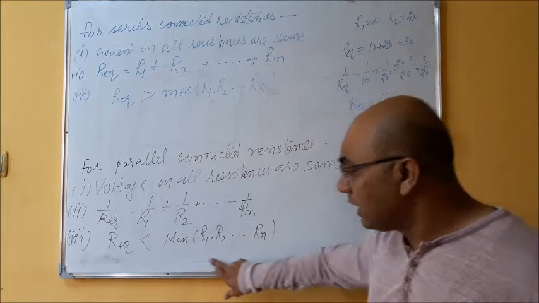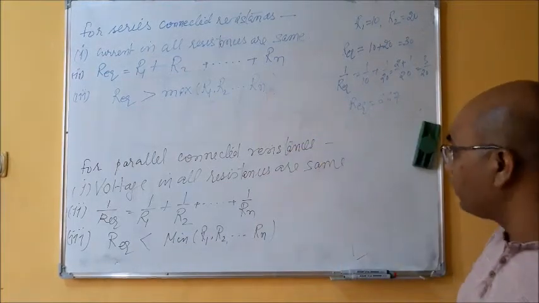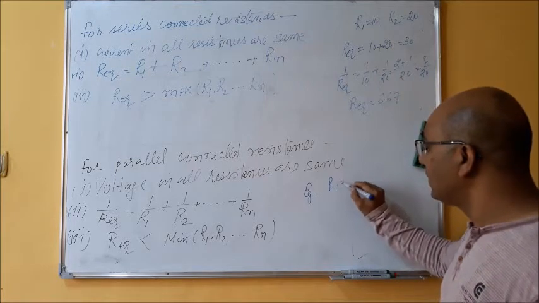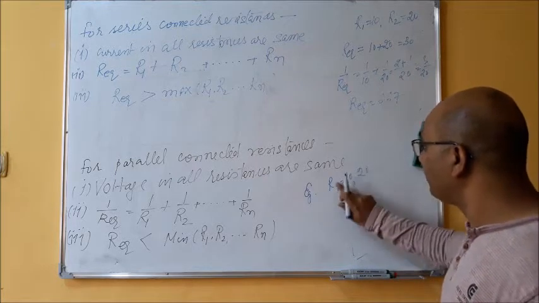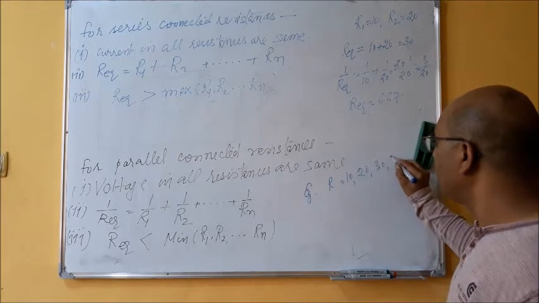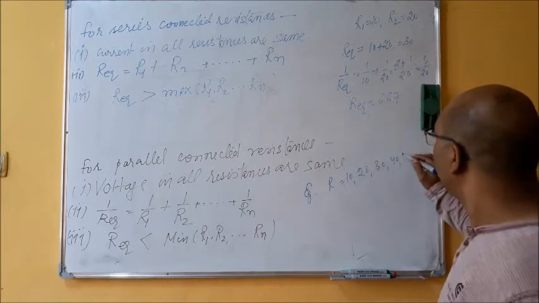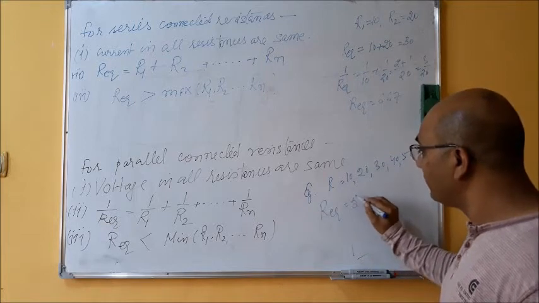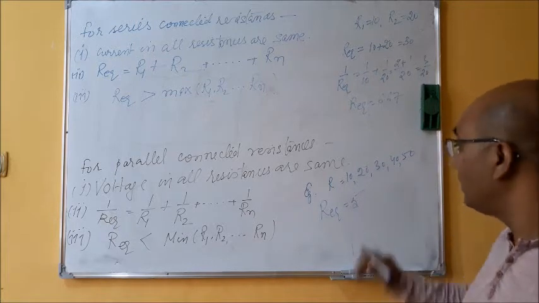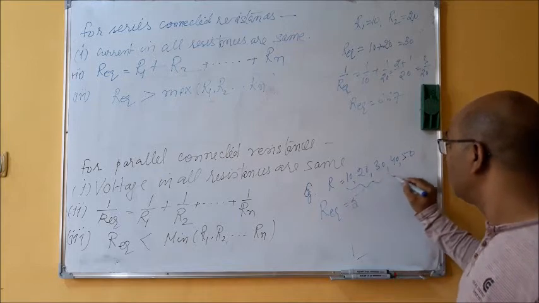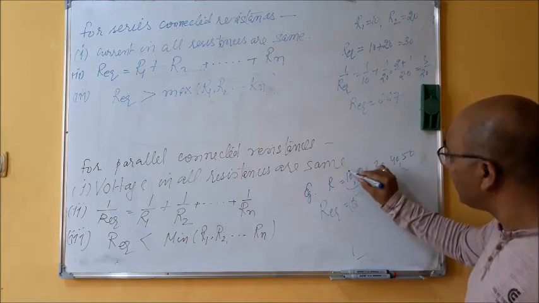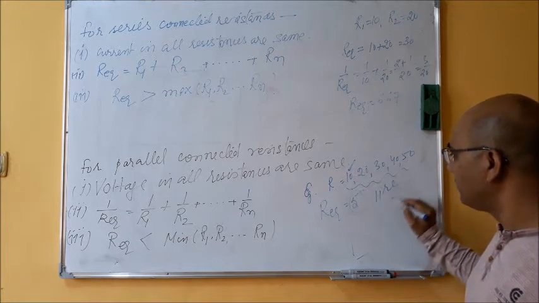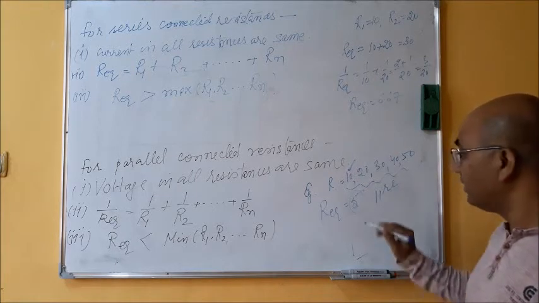So suppose I am saying, okay, I have resistances 10, 20, 30, 40, 50, right? And equivalent resistance is suppose 5. So naturally, this means the value of 5 is less than the minimum value. So this means resistances are in parallel, right?